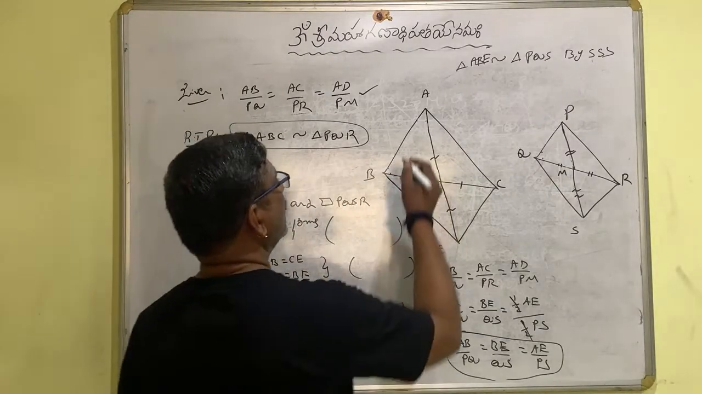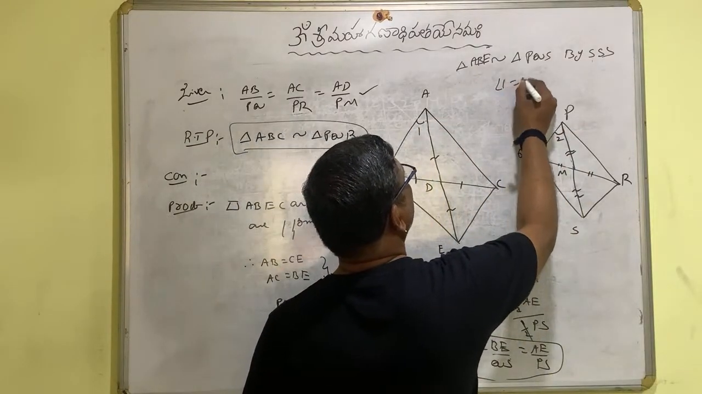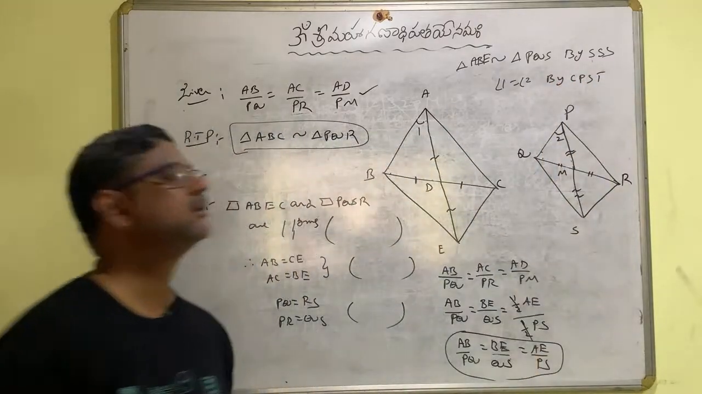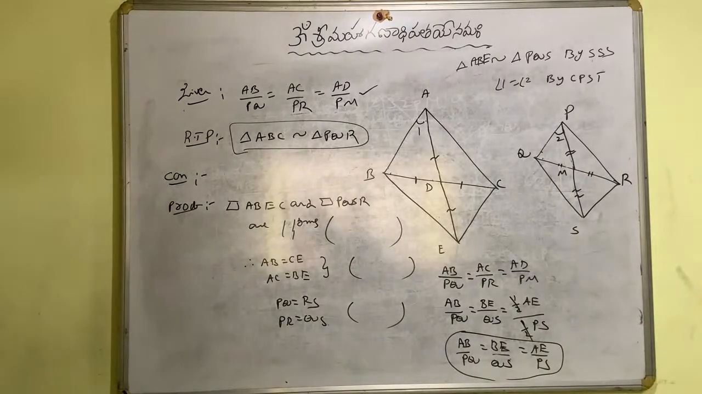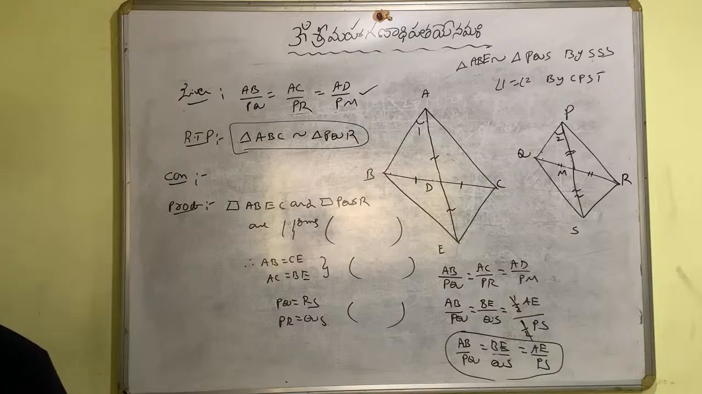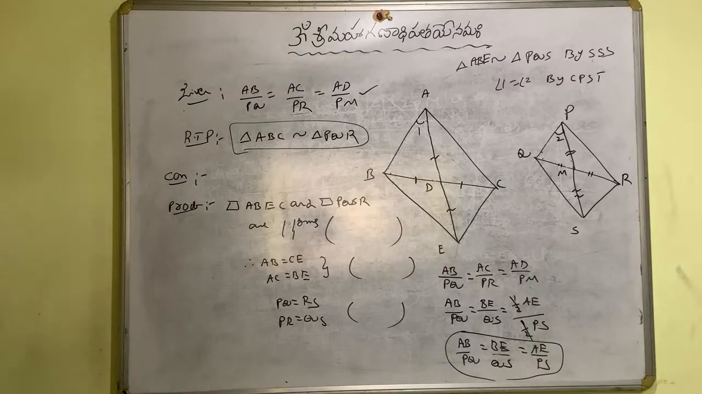So, I will call this angle as 1 and this angle as 2, and angle 1 is equal to angle 2 by CPCT. Why we are taking angle 1 and angle 2, what is the use of it, we will see at the end of the problem. Okay? So till here, I think all of you understood the problem. Till here, okay, children?